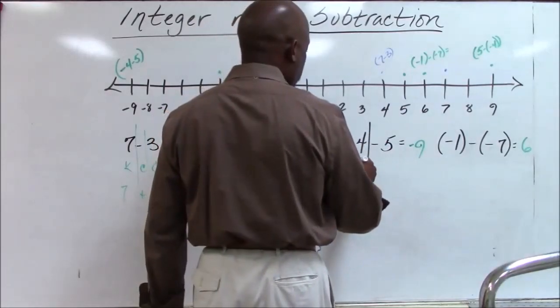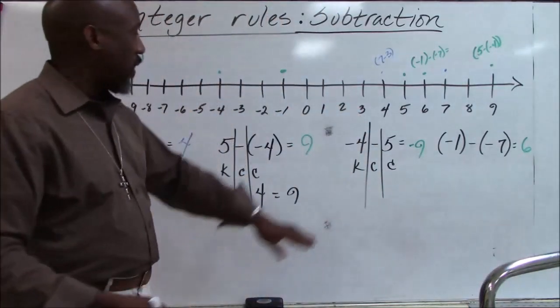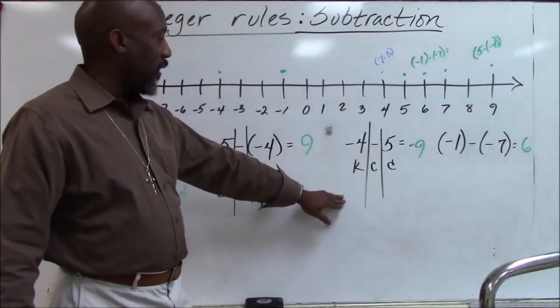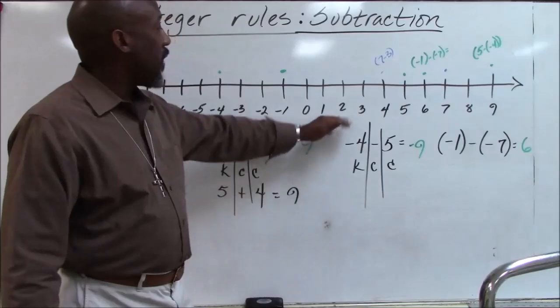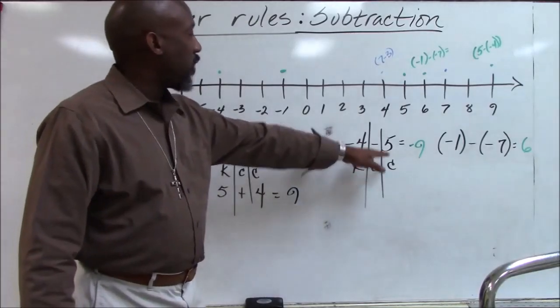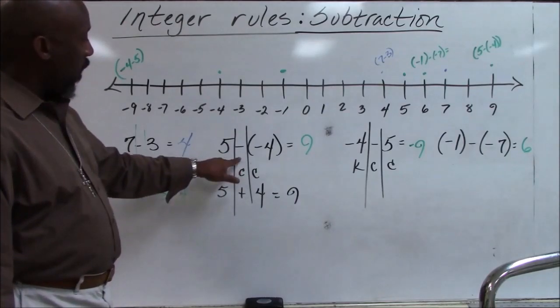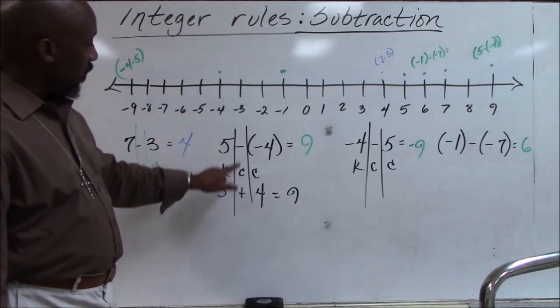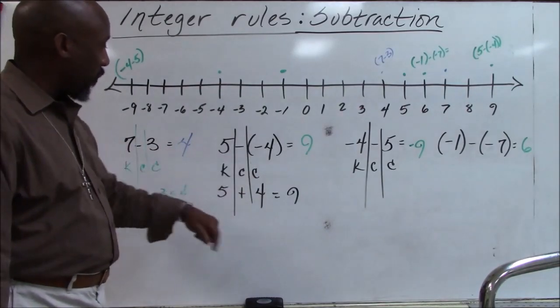We keep, change, change. Now I told the class one time that some students of mine will get these problems wrong because they don't want to draw these two lines that break up the subtraction from the actual number. As in this case right here, the subtraction sign is a negative sign, and our -4 indicates that we should change that to the opposite, which is 4.